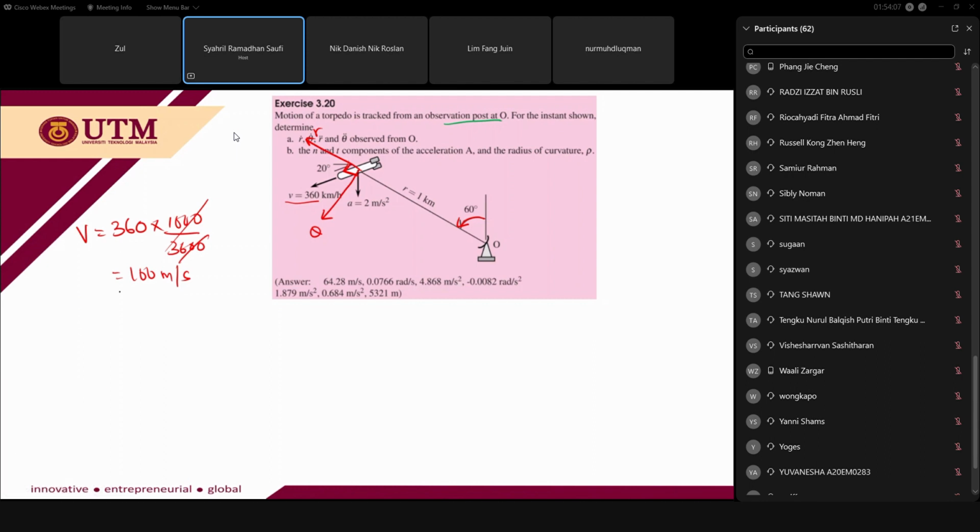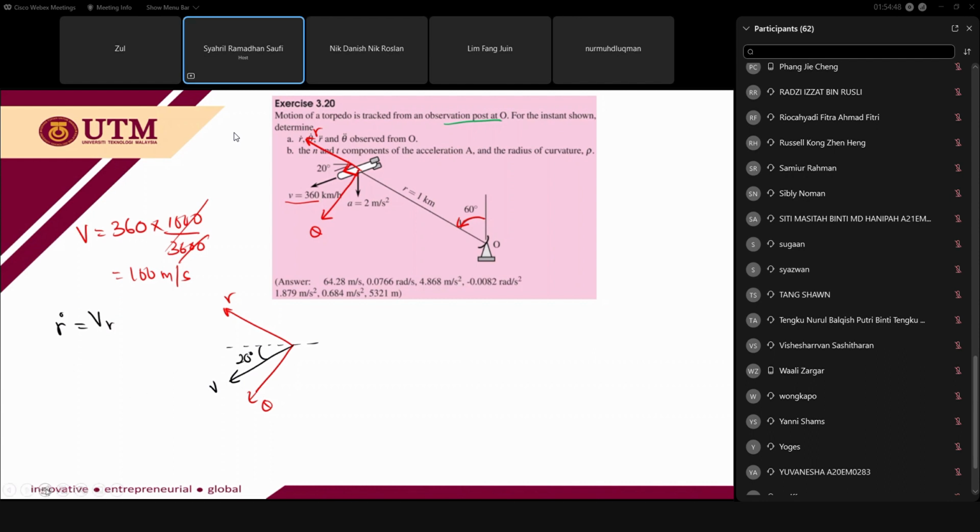So then you need to determine R dot. R dot is equal to dr. Okay, so given with V, let me draw this again. So this is your R, this is theta, and then you have the direction of V. The direction of V is here, V, and then here is 20 degree.